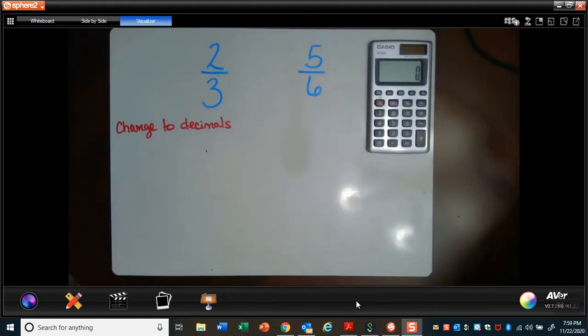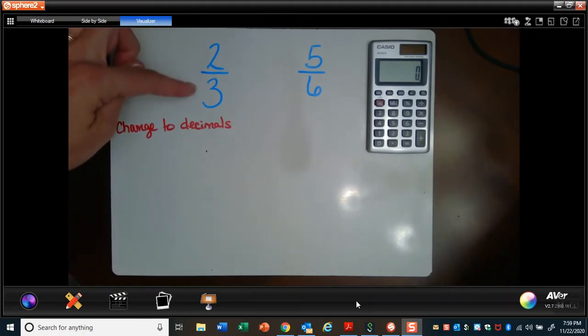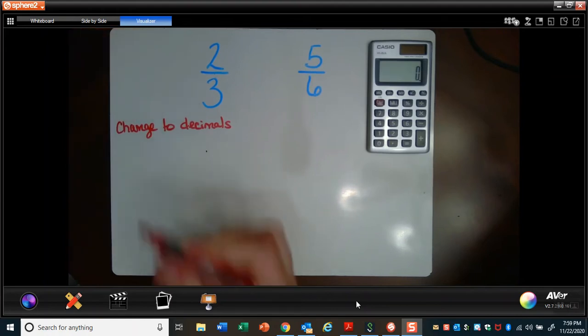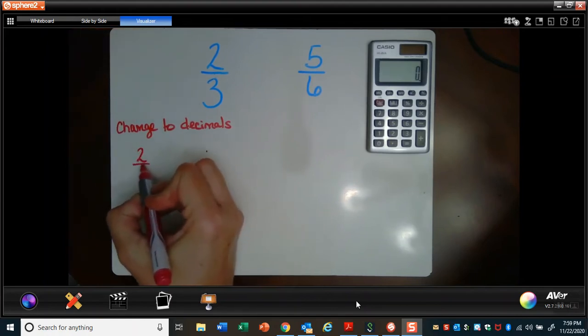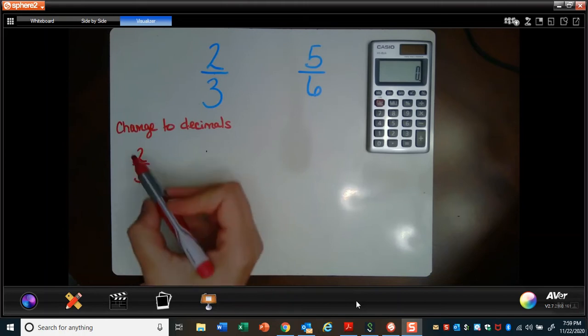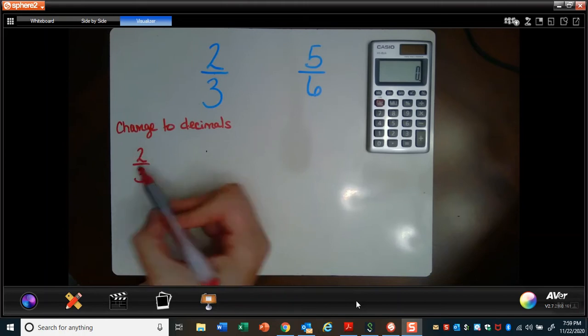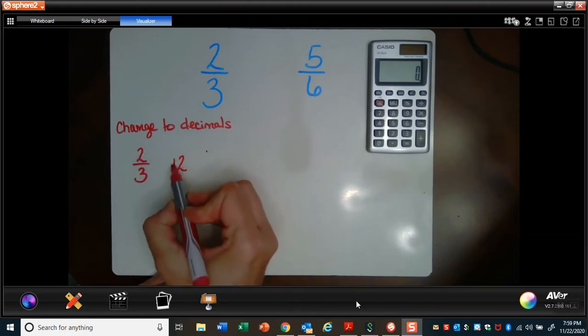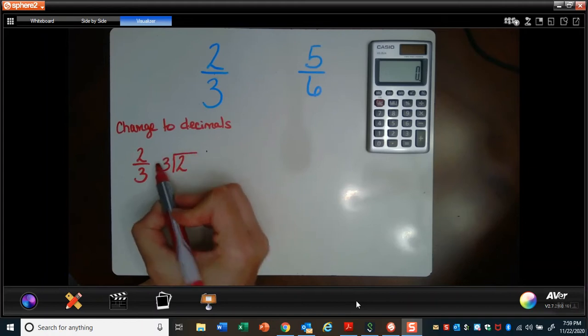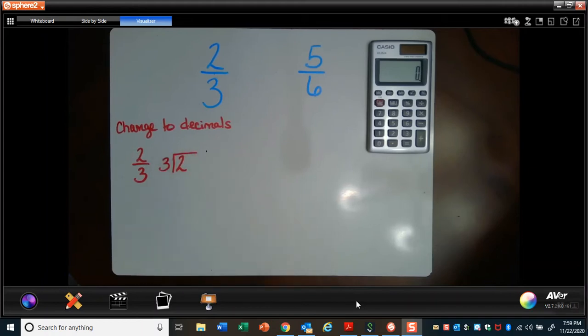So I'm going to leave that off to the side first, and I'm going to discuss the fact that 2/3 is a fraction, but it's also a division statement. And what I mean is that when we say 2/3, what we're really saying is that 2 is being divided by 3. 2 divided by 3. And so in order to change it into a decimal, you are going to divide that problem out.